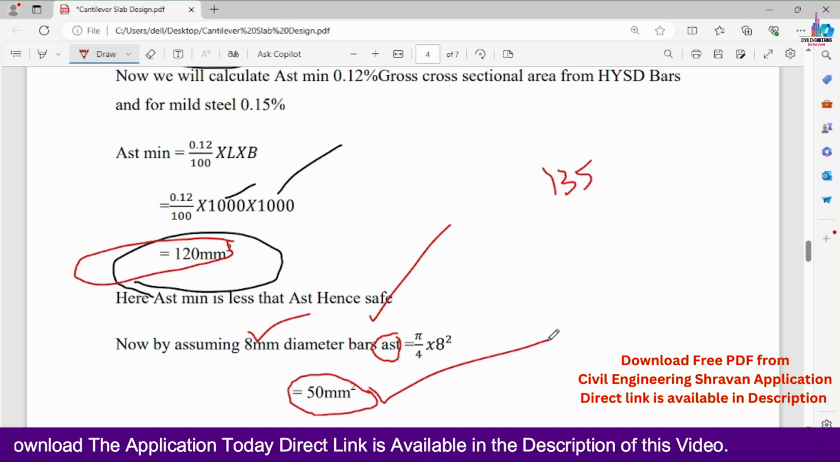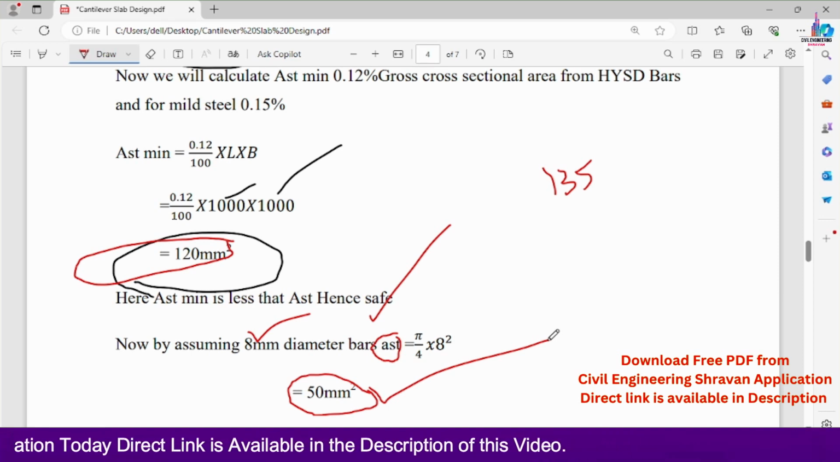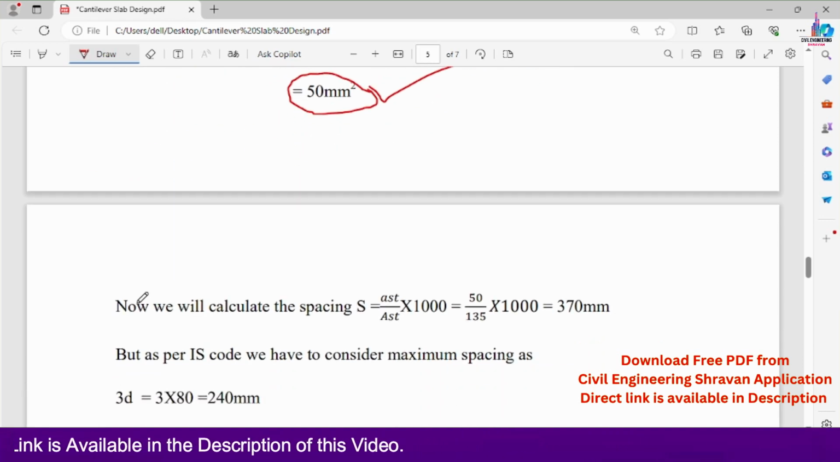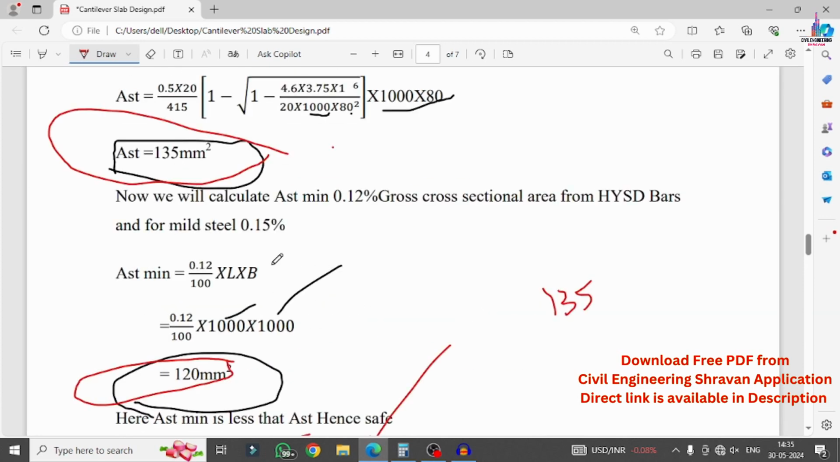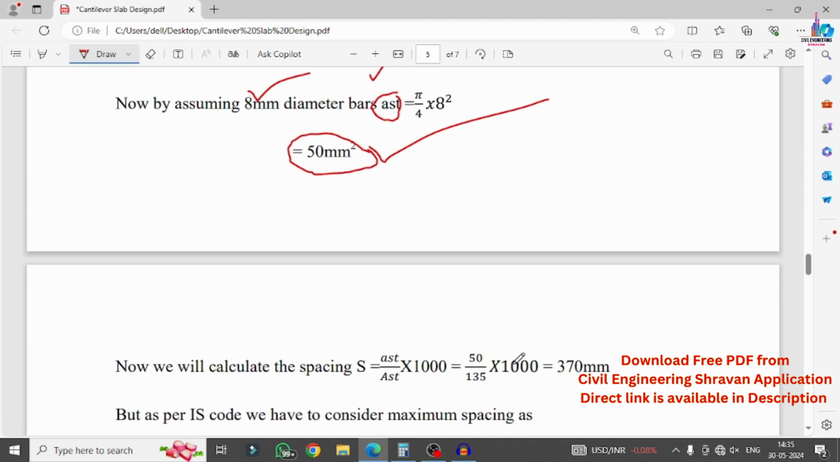Now, we will calculate the spacing. Generally we have the spacing formula, which equals small ast divided by capital Ast, multiplied by 1000. So it equals 50, which we calculated here, and this is the 135 main steel. So Ast 135 multiplied by 1000, so the value of the spacing comes to 370 mm here.